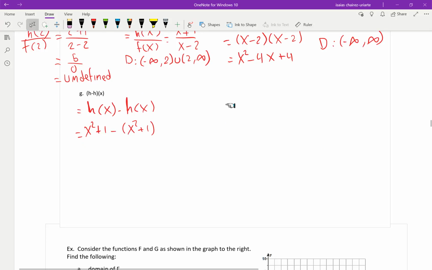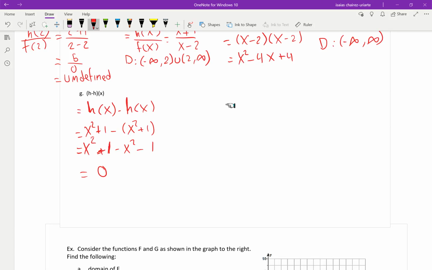So this becomes x squared plus 1 minus x squared minus 1. And if you think about it, everything cancels here. All sorts of things are going to cancel for us. So I end up with 0.